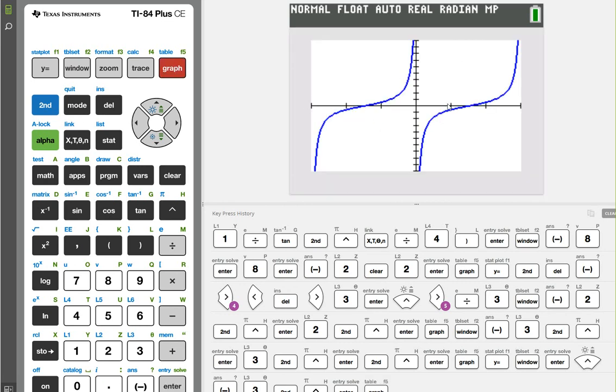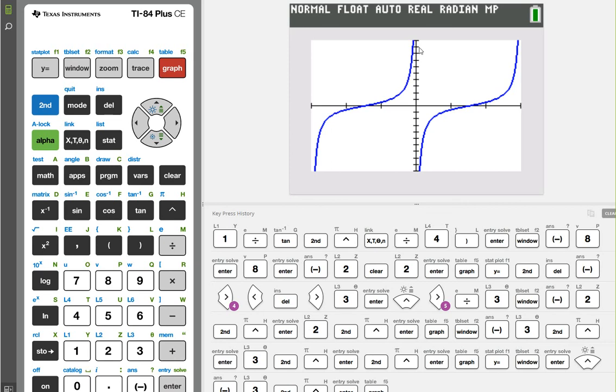And there's your graph. 1, 2, 3. So a distance of 3 pi, that's the period for this graph. So yay. And I've got 2 periods. I went from negative 3 pi to 3 pi.